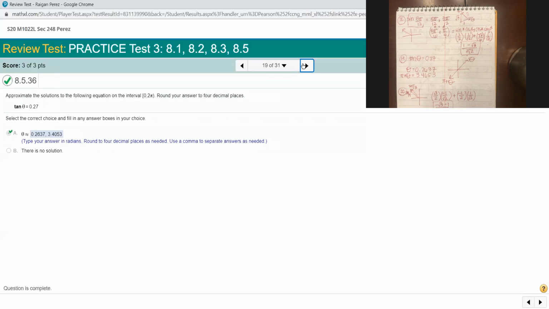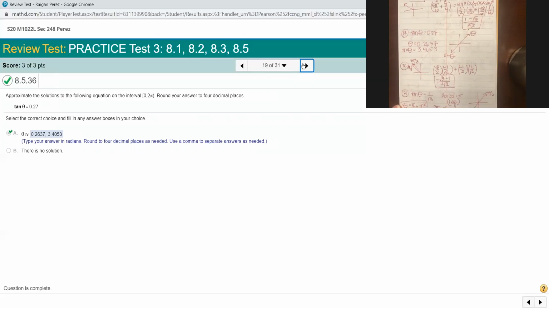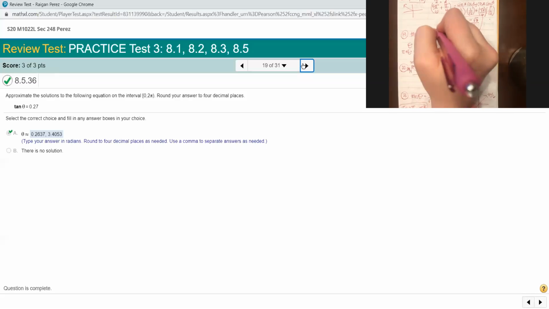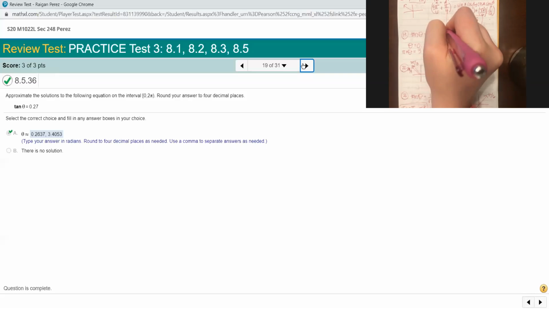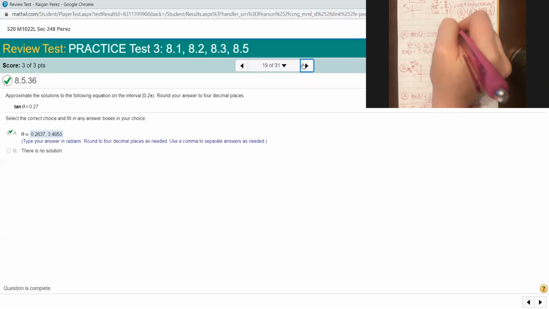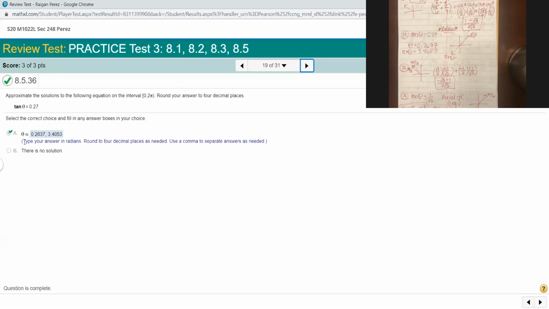Okay, number 19. This one you might want to go back and watch me work too. It's the ones you put in your calculators. So you need to make sure that your calculator is in radians for these. And if you happen to forget that, just look at the problem. It says type your answer in radians. So right here, you know it has to be in radians.